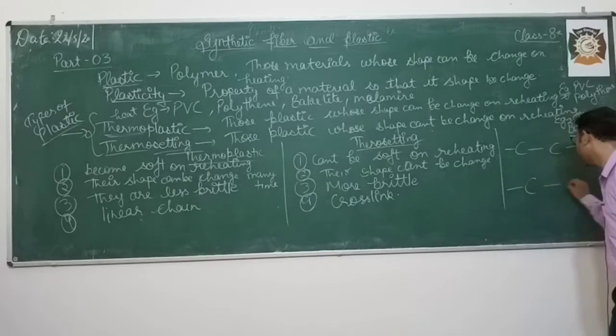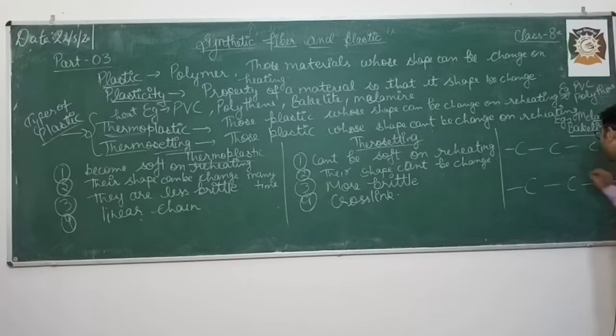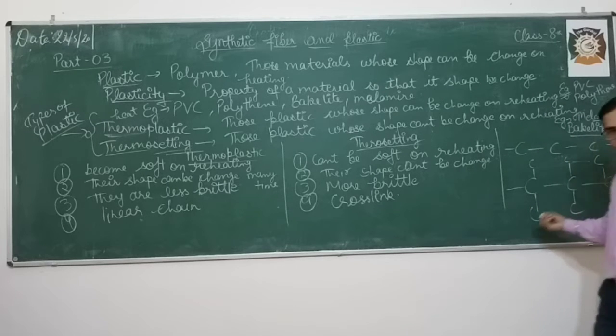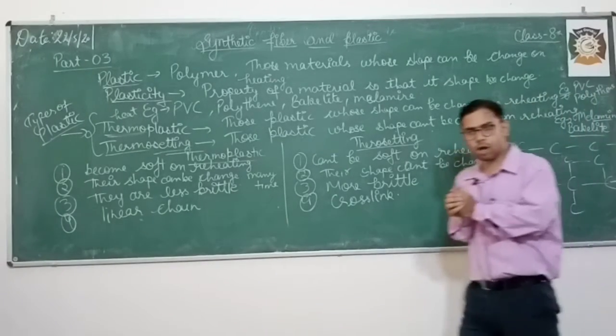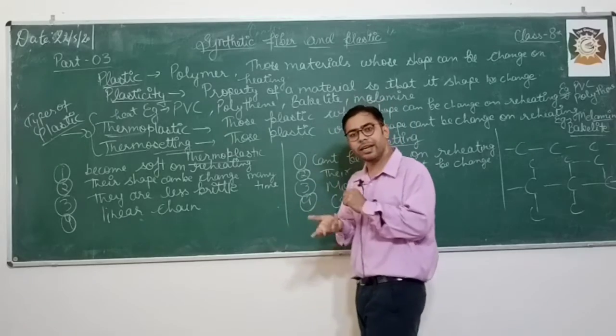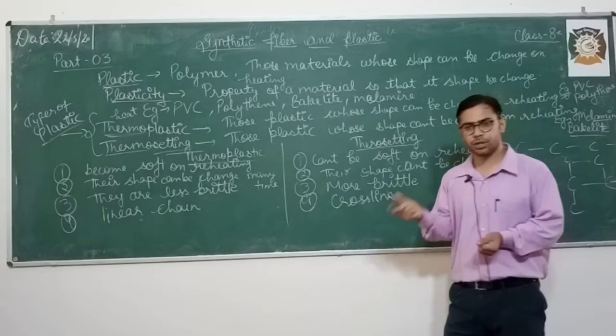But what happens in the thermosetting plastic? They have branch. Okay, they have cross link between them. So what happens once they get heated? Their bond will become much stronger. So what happens on reheating? Their shape can't be changed again.